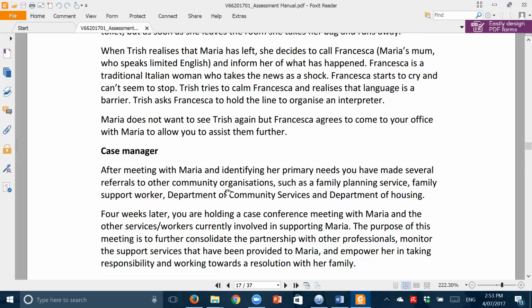You could link her in with some culturally appropriate support agencies like the Migrant Resource Centre, for example, or an Italian based cultural community organisation. And they might have access to lots of different resources that Francesca could take advantage of, including a social network.